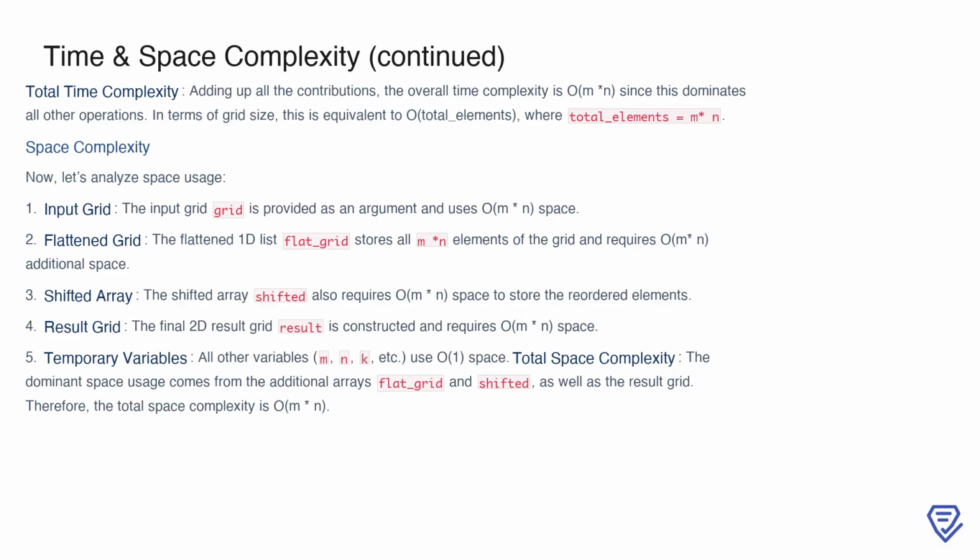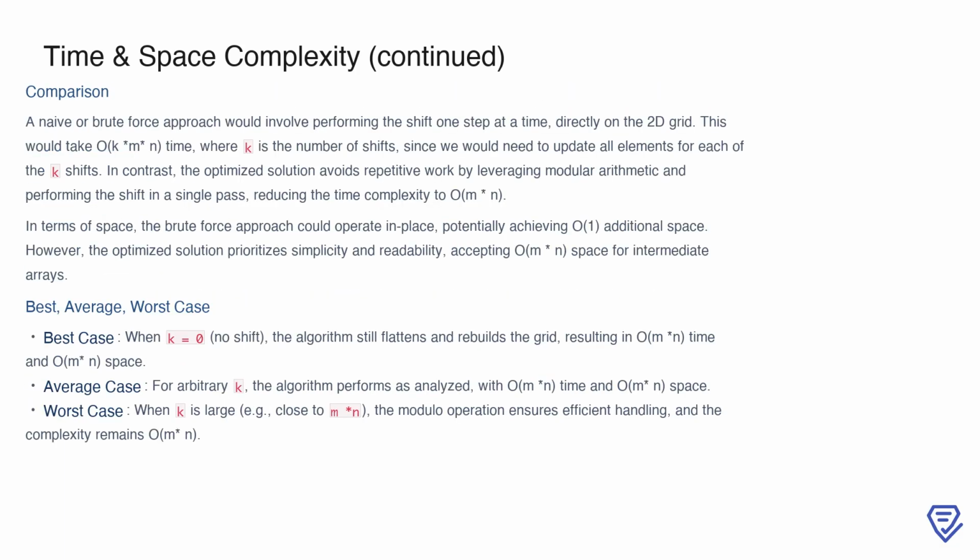Aside from these, the temporary variables like m, n, and k use constant space, or O(1). Therefore, the total space complexity is determined by the additional arrays in the result grid, leading to an overall space complexity of O(m*n). Comparing this optimized solution to a brute force approach offers some valuable insights.